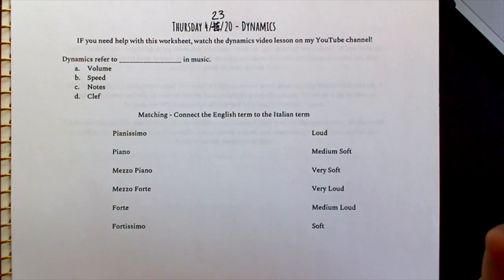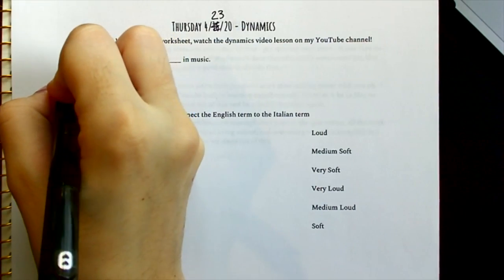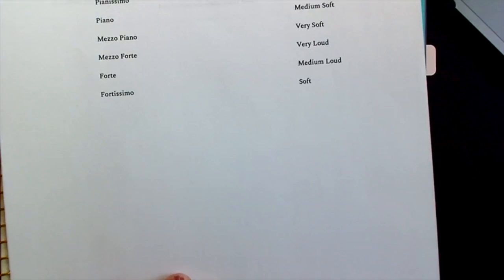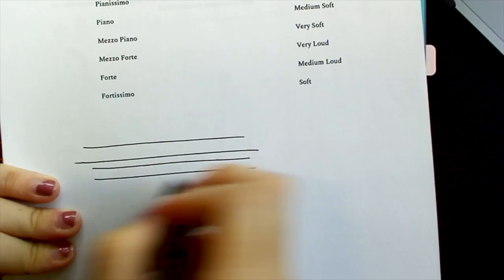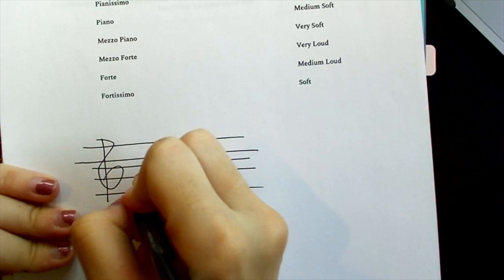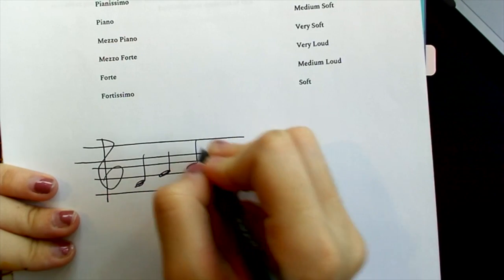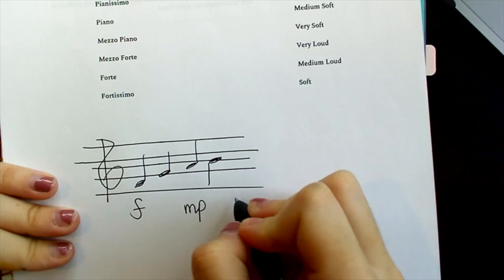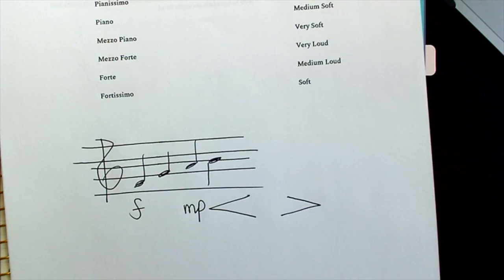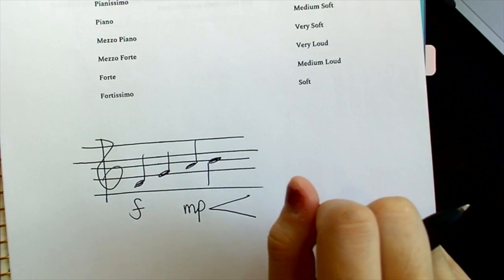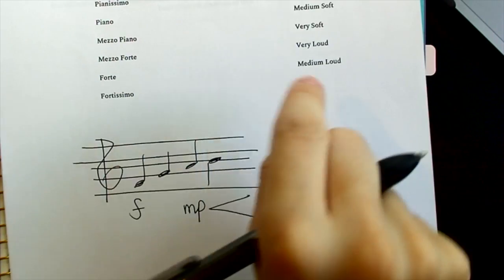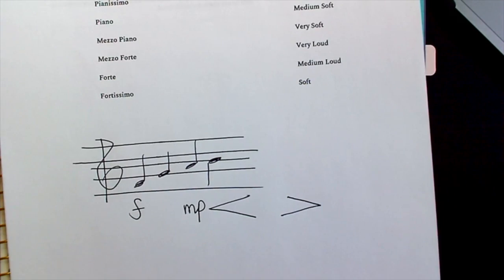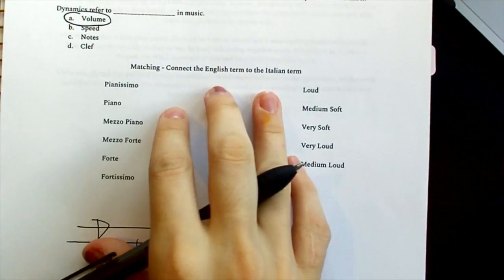So dynamics. Dynamics refer to the volume of music. So how loud or soft something is. And in music, what you'll usually see is you'll have like a line of music. Ignore how terrible this looks. And you will have notes in it. And below it, there's usually like a symbol. And that symbol might be an F or an MP. It might actually just be a triangle like that. And those are symbols that refer to an Italian word, which then means something in English that you're supposed to translate. It seems complicated, but it's all just a way of saying how loud or soft music is. So we'll come back to the rest of this page in a second.